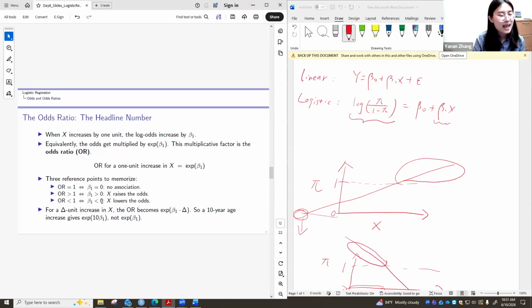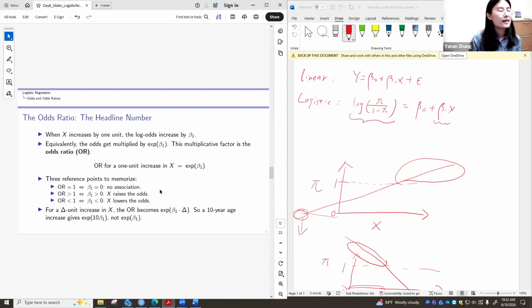Similarly, if we have a negative slope, the exponential of the negative value gives a value less than 1, which means if X increases, the odds actually go down, right? There is a negative, or what people call a reverse association, between the predictor X and the outcome.